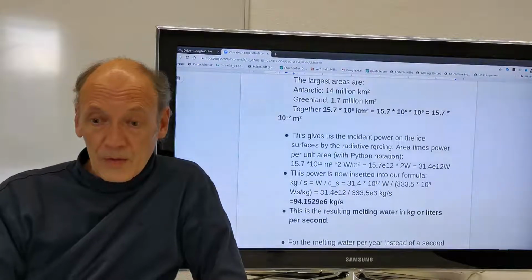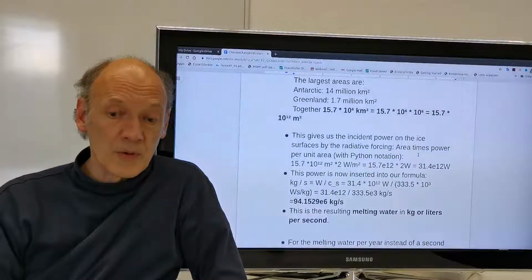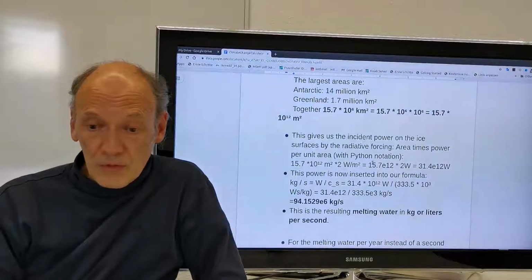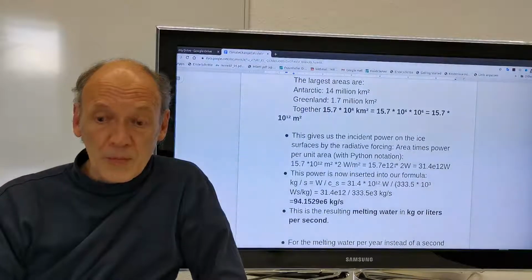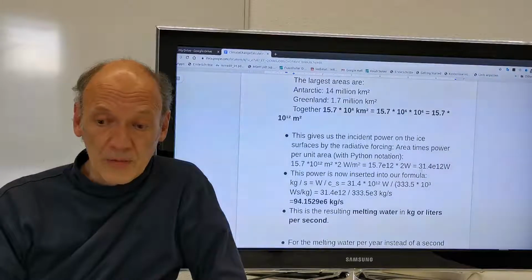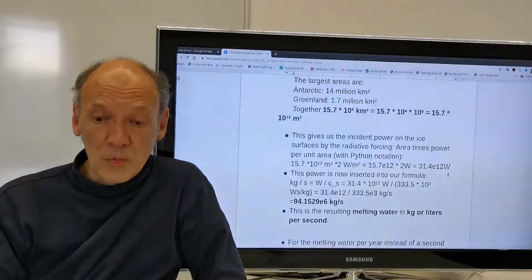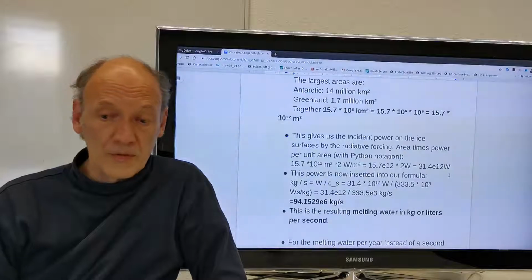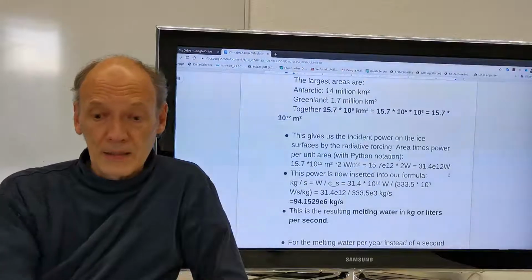Right. So simply we take the area and multiply it by this power. So we have 15.7 times 10 to the 12 square meters times 2 watts per square meter. The square meter cancels. And then we have 31.4 times 10 to the 12 watt. Right, so this is our result. This is the total power that is now applied to Greenland and Antarctica.